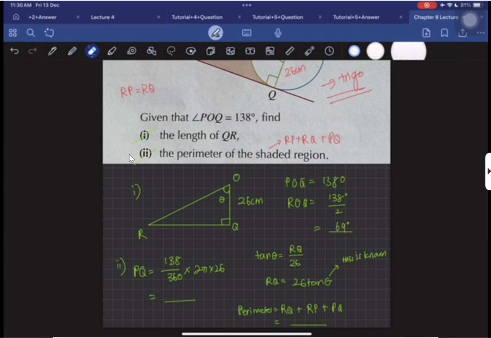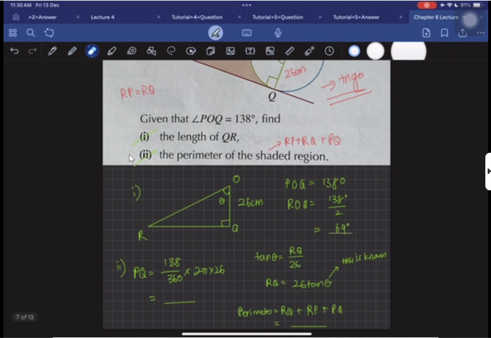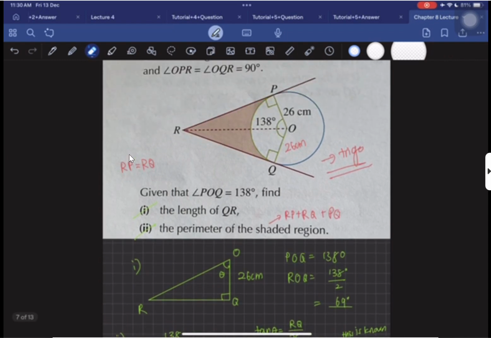When you see this kind of diagram, just treat it like a normal question and go ahead with it, and eventually, once you start doing it, you'll be able to understand.